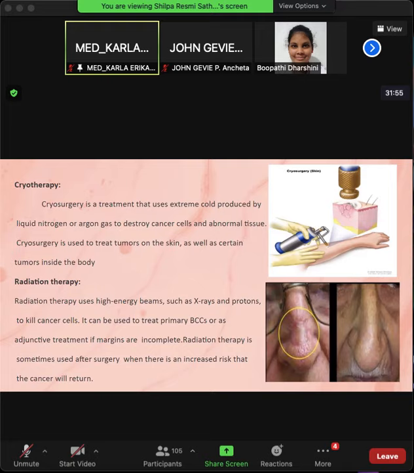Radiation therapy uses high energy beams such as X-rays and protons to kill cancer cells. It can be used to treat primary BCC or as adjunctive treatment if margins are incomplete. Radiation therapy is sometimes used after surgery when there is an increased risk that the cancer will return. It's best avoided among young patients and in genetic conditions predisposing to skin cancer. Next slide.